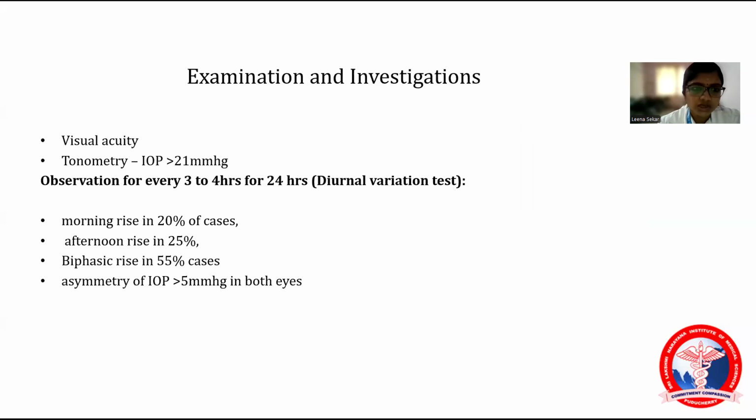Examination: we have to check the visual acuity. IOP must be more than 21 mm Hg. Next is the diurnal variation test, where we have to observe the patient every 3 to 4 hours for the first 24 hours. Most of the patients will have a biphasic rise; 55% of cases will have a biphasic rise. Otherwise, 20% will have a morning rise in IOP, and 25% will have an afternoon rise in IOP, and we have to compare both eyes. If there is any asymmetry of IOP of more than 5 mm Hg, then we call the patient an open angle glaucoma patient.